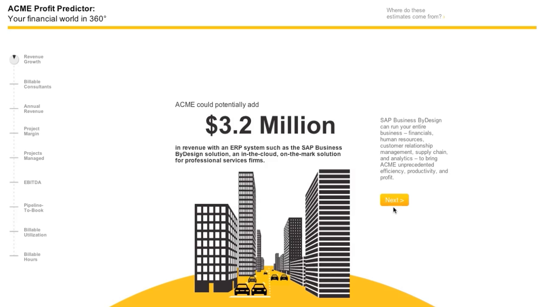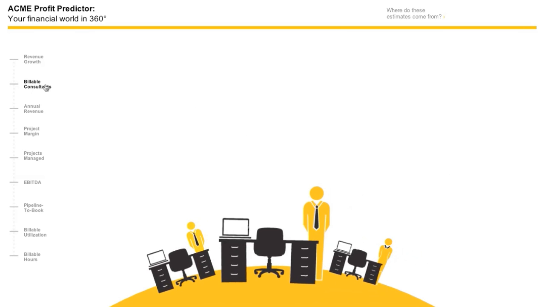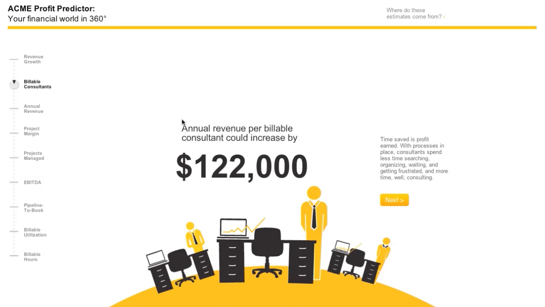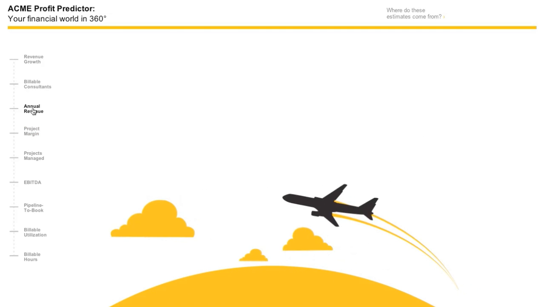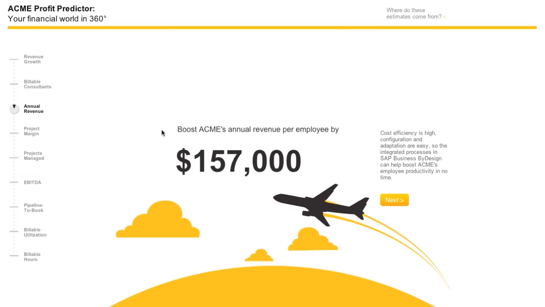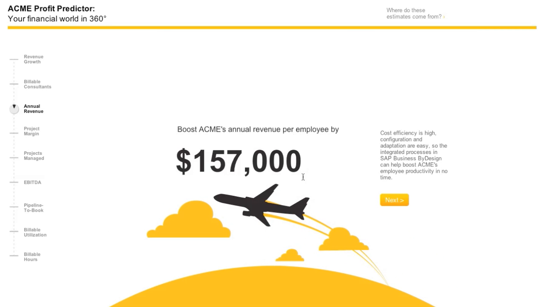As I get this information, I click on Next, and I go to the next ROI calculation. My annual revenue per billable consultant could increase by 122,000, and I would click on Next. I'd get annual revenue after that, and I get another calculation, boost Acme's annual revenue per employee by 157,000.